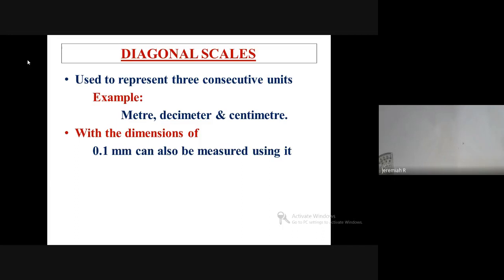You should remember the relations also. With a dimension of even 0.1 mm, that means 15.28 or 15.01 or 15.02, after the point you can measure 2 decimals. The dimension of 0.1 can all be measured. These diagonal scales are used to measure distance in maps. Why are they using diagonal scales? If you want to measure distance in maps. And vernier scale.